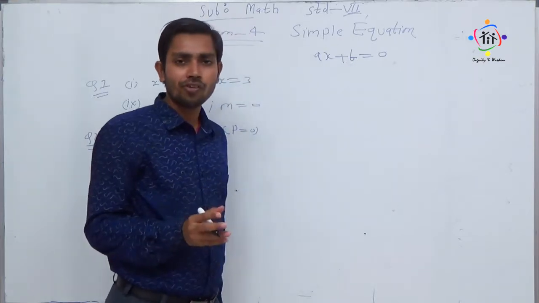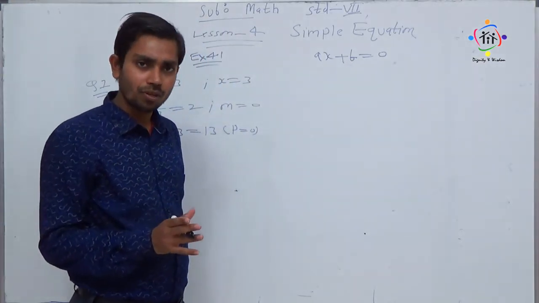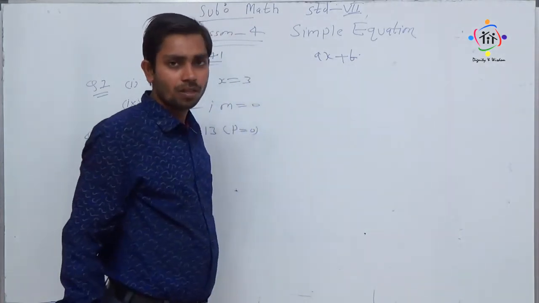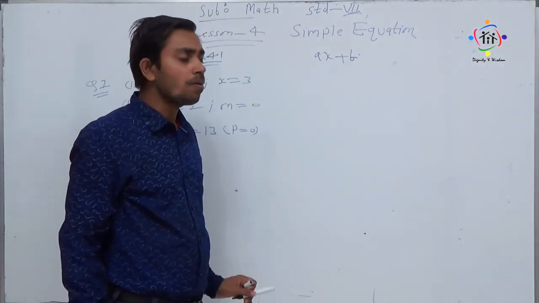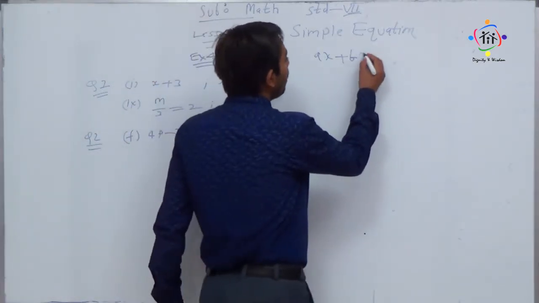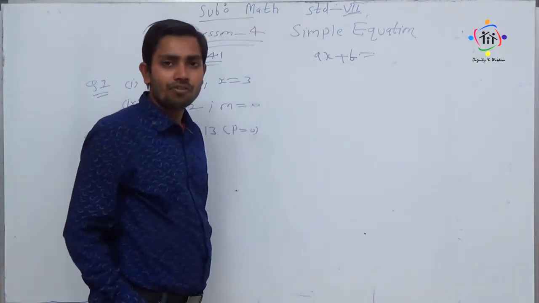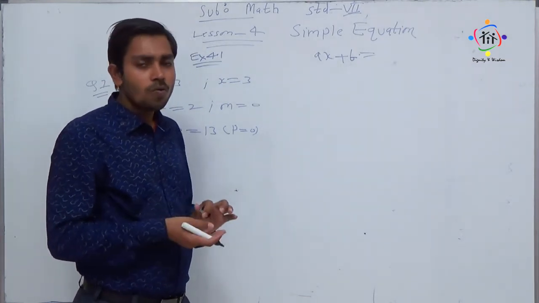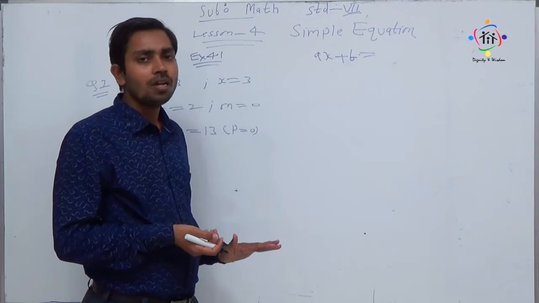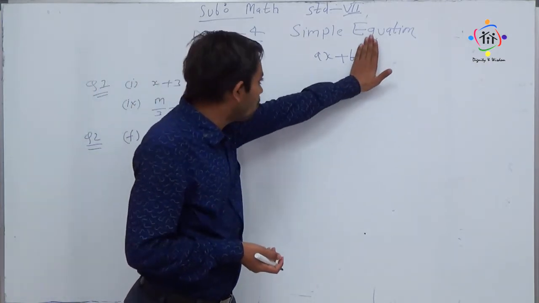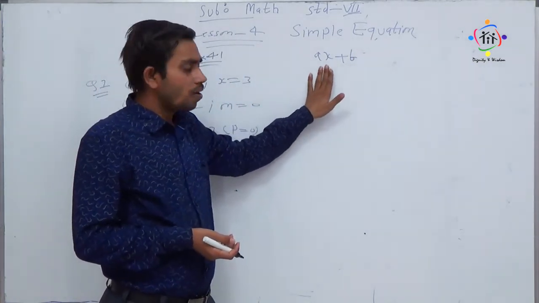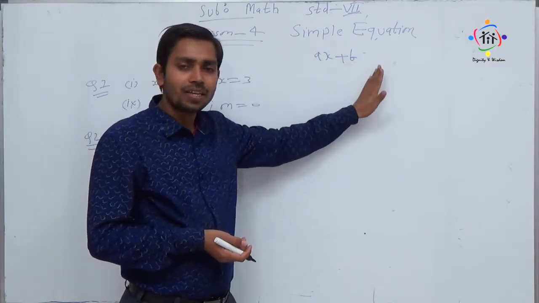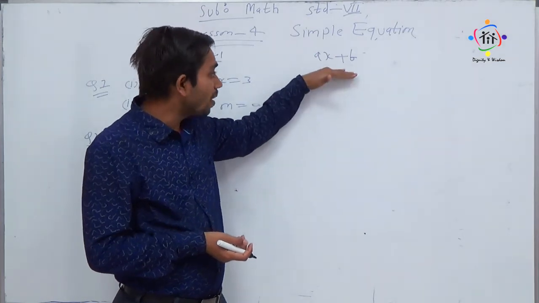What do we mean by equation and algebraic expression, my dear students? If nothing is given on the right side, only this much is given, then it is called an expression. If something is given with an equal sign on the right side, then it is called an equation. I hope all of you understand the difference. Algebraic expression means there will be only variables and constants, and nothing on the right side with an equal sign. Then it is called an algebraic expression.